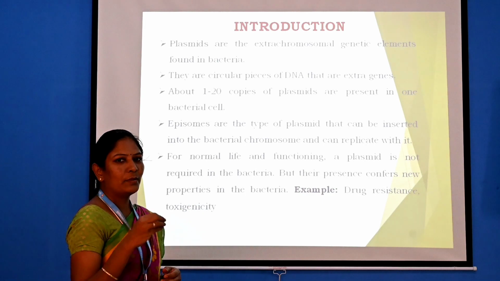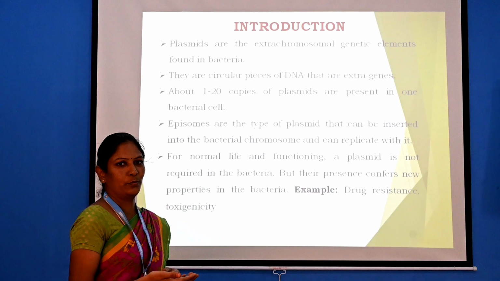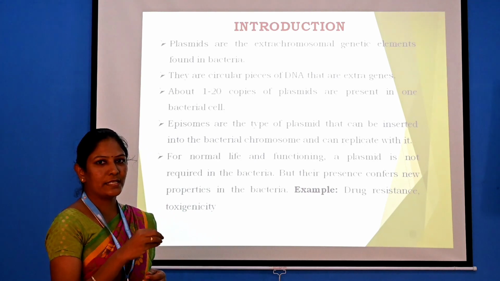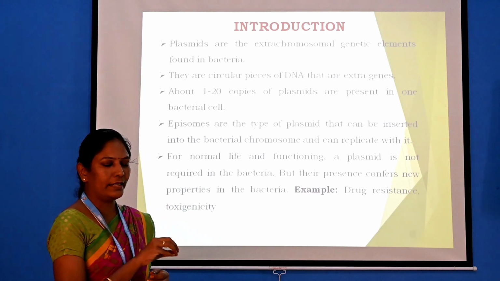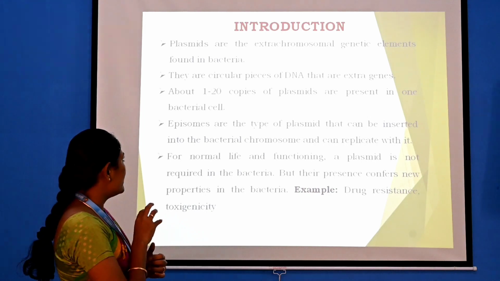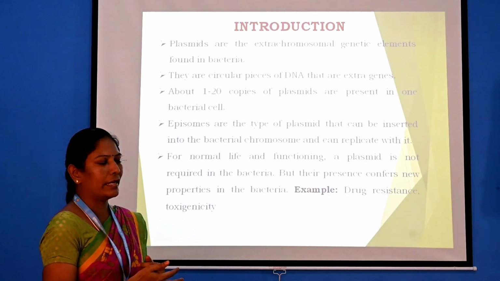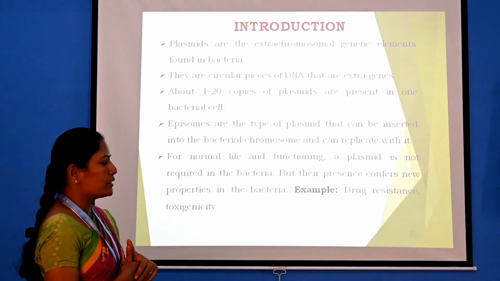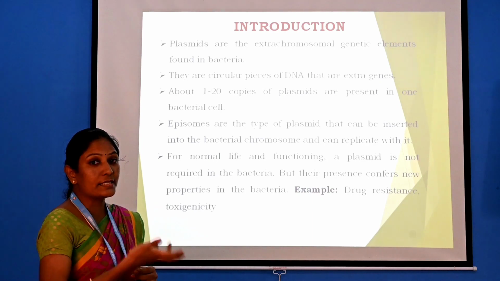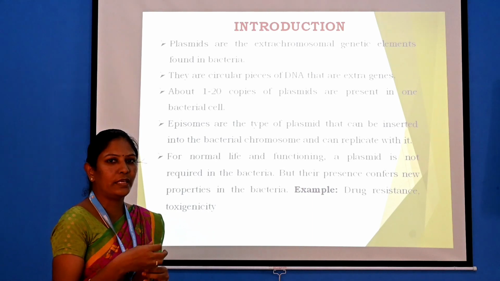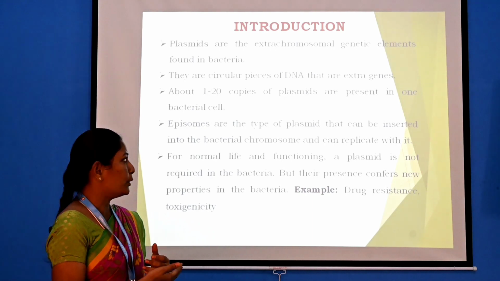Next is the basic introduction about the plasmid. Already I told you the plasmids are extra-chromosomal because they are present along with the bacterial chromosome. They are genetic elements found in bacteria, the prokaryotes, especially bacteria. There are several pieces of DNA that possess extra genes. These extra genes are used for the replication processes.